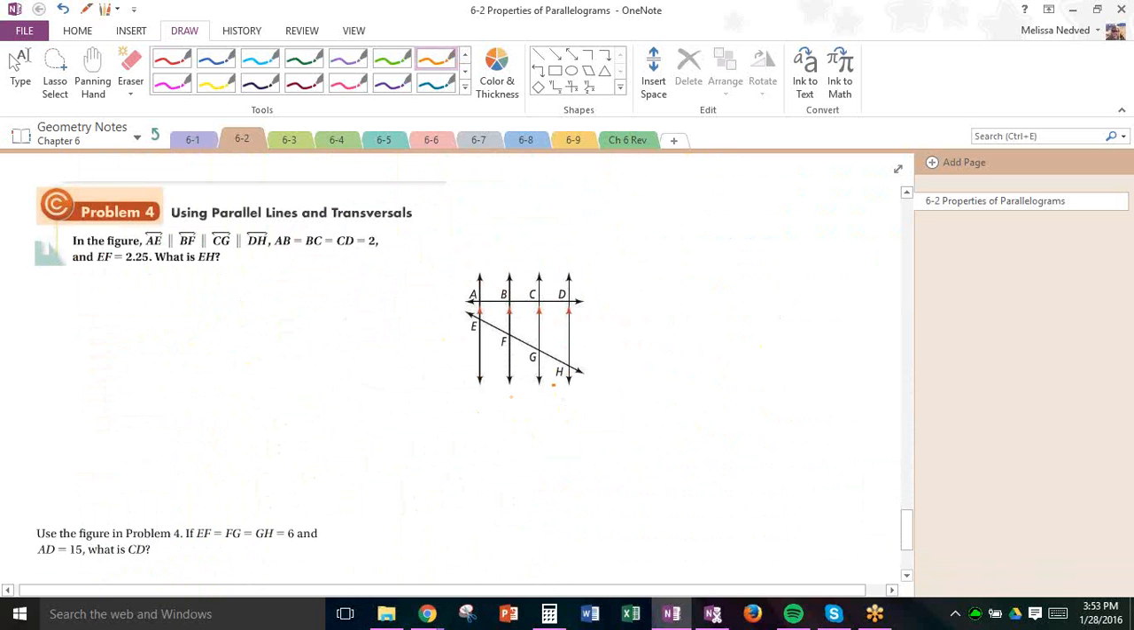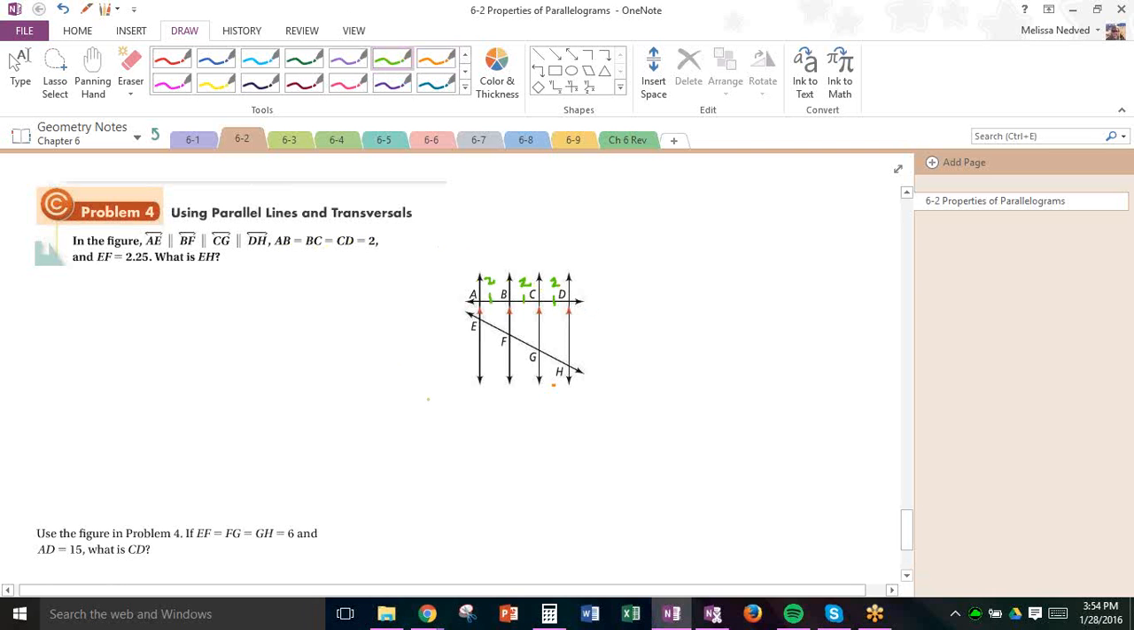So we have a new figure here at the right, and we're told AE is parallel to BF, parallel to CG, parallel to DH. So all 4 of those vertical lines there are parallel. And I'm also told that the length of AB is equal to the length of BC, which is equal to the length of CD, meaning this one is congruent to this one, congruent to this one, and they're all 2 units long.